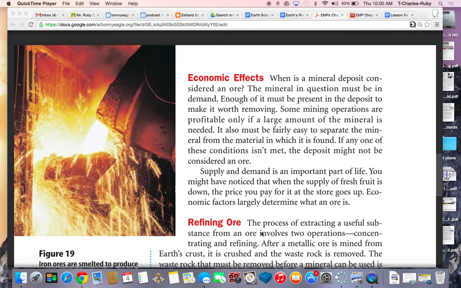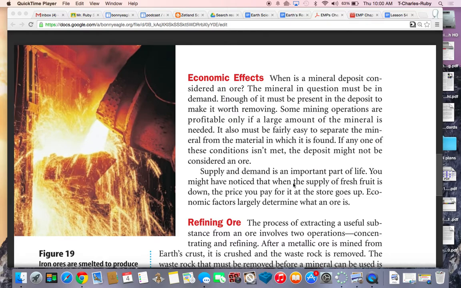The mineral in question must be in demand. Enough of it must be present in the deposit to make it worth removing. Some mining operations are profitable only if large amounts of mineral are needed. It also must be fairly easy to separate the mineral from the material in which it is found. If any one of these conditions isn't met, the deposit might not be considered an ore.